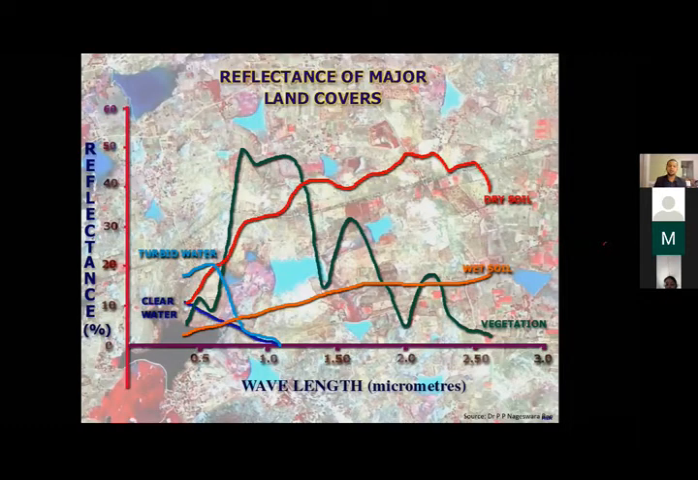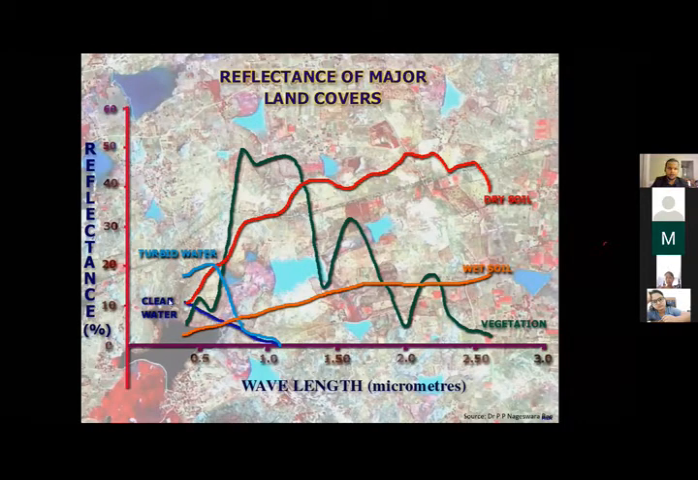Now, a very, very interesting slide here. This is a very common slide that you will see in every remote sensing book, which tells you the reflectance curve of different land covers on the Earth's surface. The x-axis shows the wavelength in micrometers. The y-axis shows the reflectance. And what are these lines? These are called the spectral response curves. Each object on the Earth has a specific response to electromagnetic radiation at specific wavelengths.